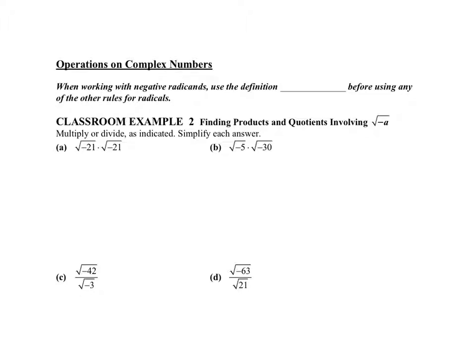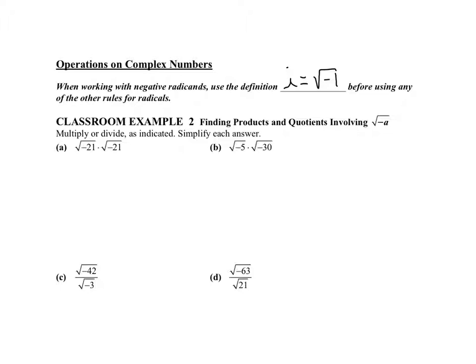Now we'll talk a little bit about operations on complex numbers. We need to remember, if we need to multiply or divide with radicals that have complex numbers involved, do not forget to use the definition i equals square root of negative 1 before using any of the other rules for radicals. If I don't take the i out first, I will be likely to make a mistake. So let's look at a couple of these examples quickly.